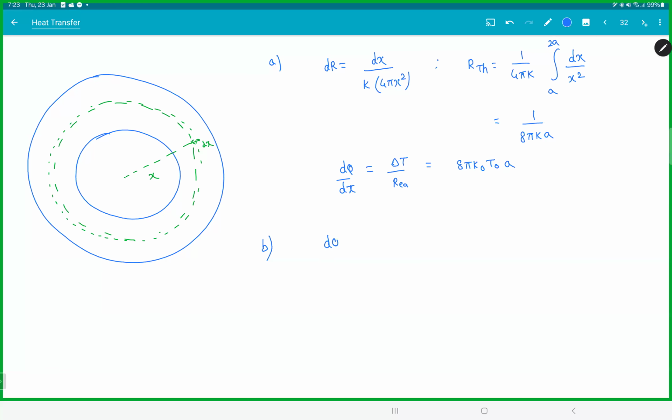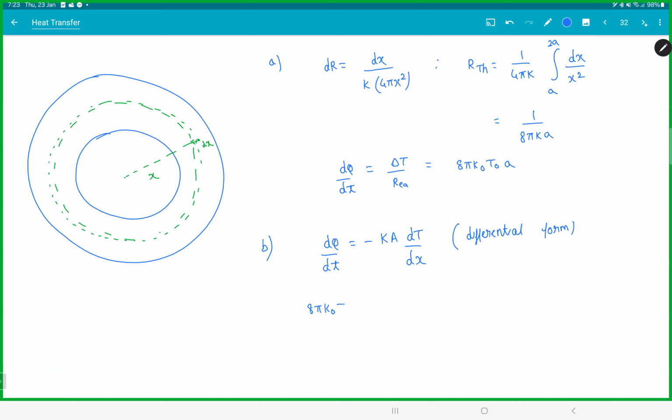See, I know dQ by dt is equal to minus kA dT by dx. Remember the differential form? I told you if something is varying, always use the differential form. Actually, the third part will also come from here. See, what is dQ by dt?